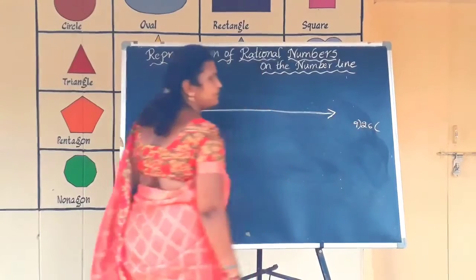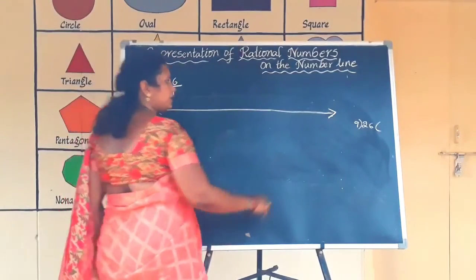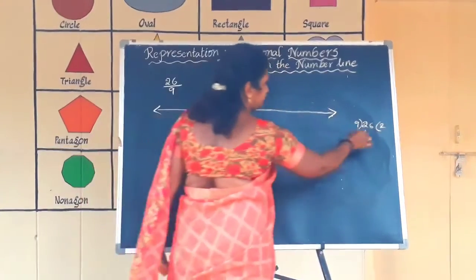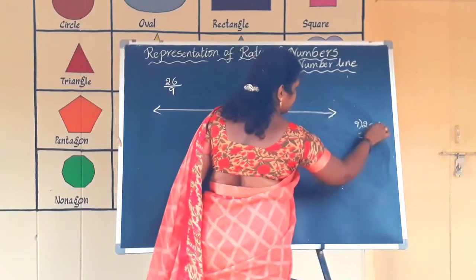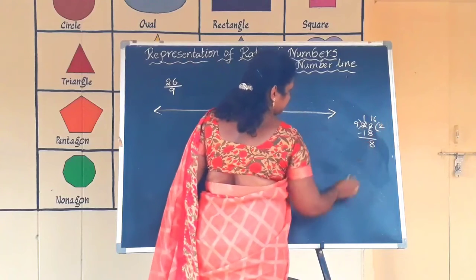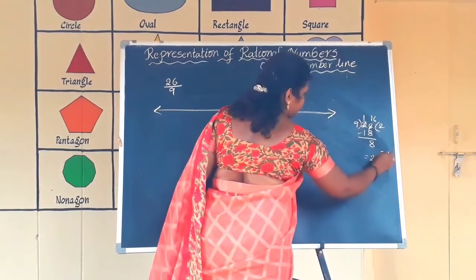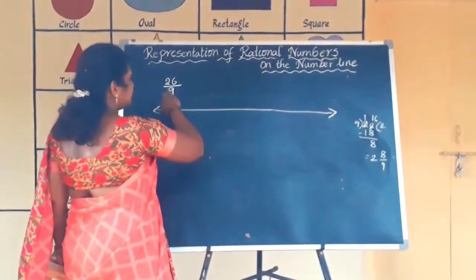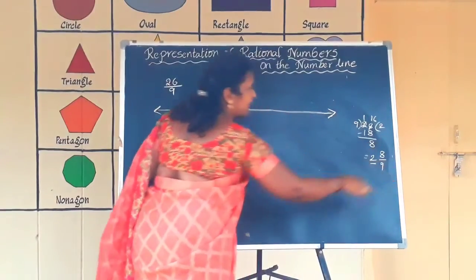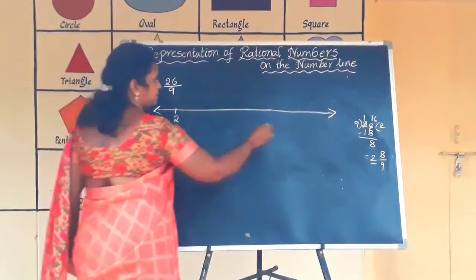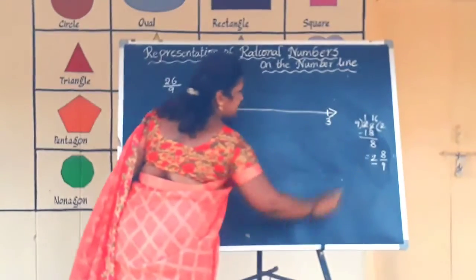26 is divided by 9. Okay, we know that 9 2s are 18 and 9 3s are 27. It is more than 26. So take 2 times. And this is 26 minus 18 is 8. That means its value is 2 8 by 9. So this indicates this 26 by 9 is more than 2 but it is less than 3.